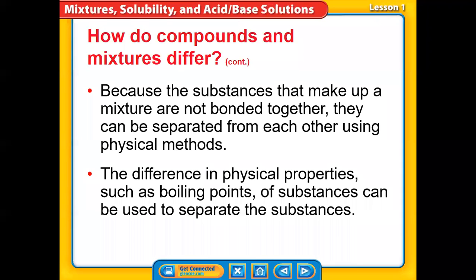For example, if you have some sand in water, could you just separate them? No. Yes, any mixture can be separated. Just think. Anyone have an idea? How can we separate the sand from the water? A filter.